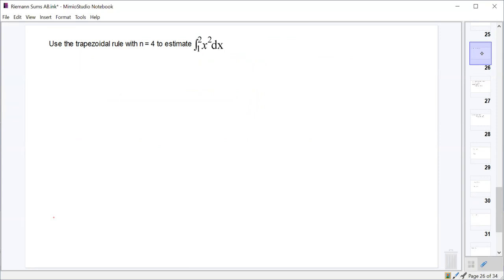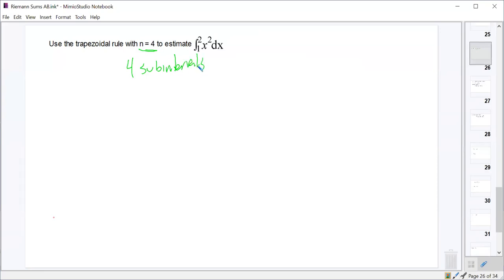So let's see if we can do this. Let's see if we can use the trapezoidal rule with n equals 4 to estimate the integral from 1 to 2 of x squared dx. We should be able to find the exact value of that now by using this limit and this summation, but let's just approximate it using trapezoids. So if n equals 4, that means we have 4 subintervals.